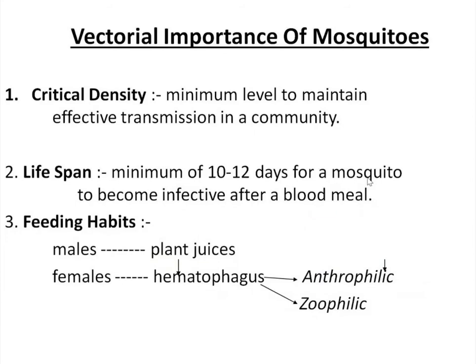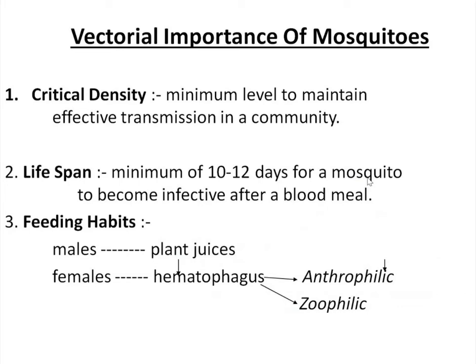Next, coming to the important thing, that is the vectorial importance of mosquitoes. It means what the various mosquitoes are, what their breeding places are, what their habits are, what the lifespan is. All this vectorial importance is very important to know: the different types of mosquitoes, breeding habits and biting habits, all of which are important to prevent the diseases, and to get knowledge about how the disease is transmitted.